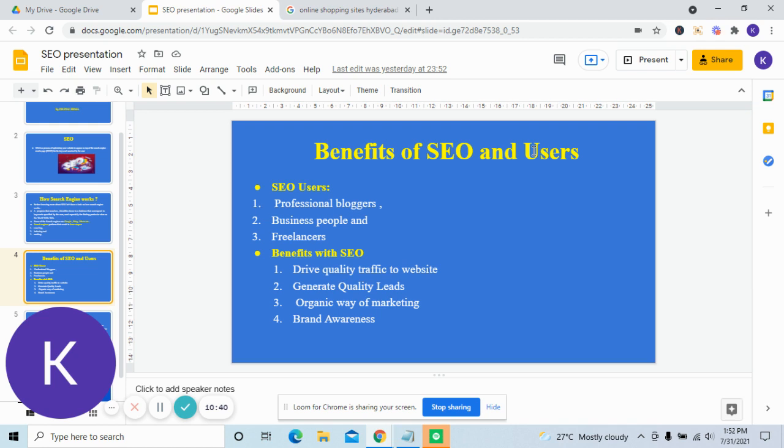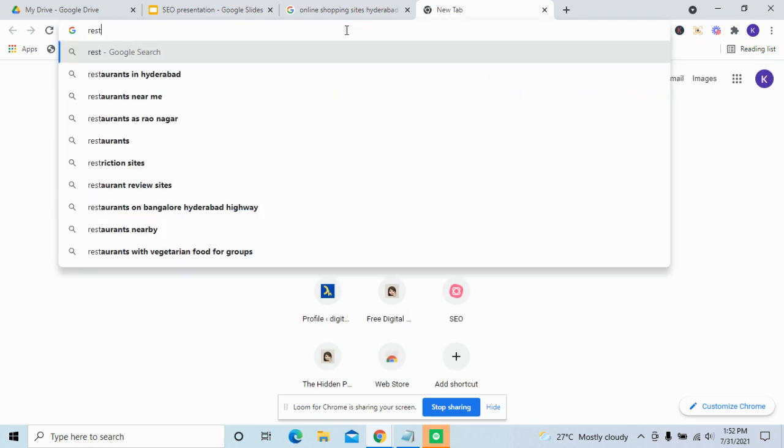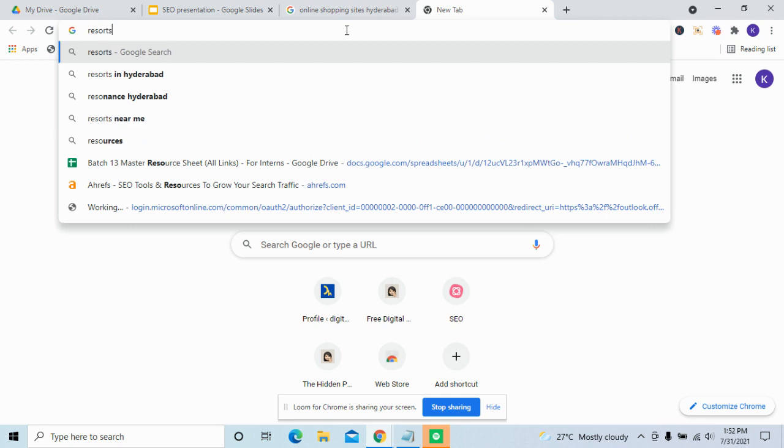SEO users are professional bloggers, business people, and freelancers. Professional bloggers, in the sense, are meant to provide some kind of information to people who are in need of it. Like, if I want to search resorts in Hyderabad.